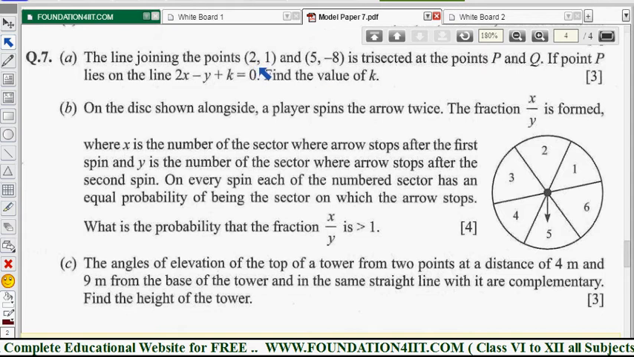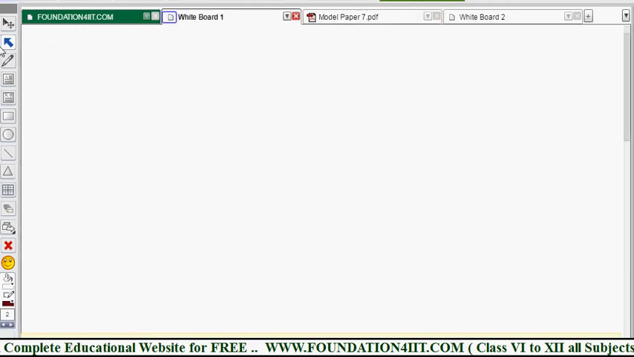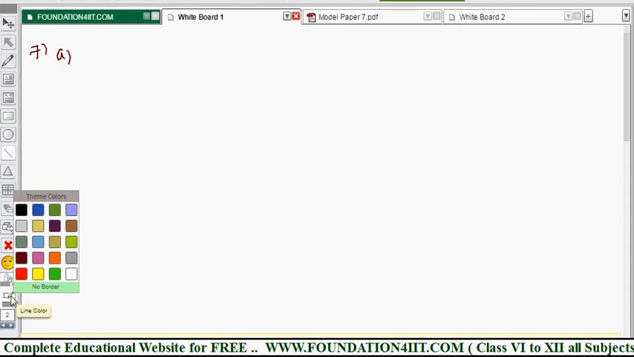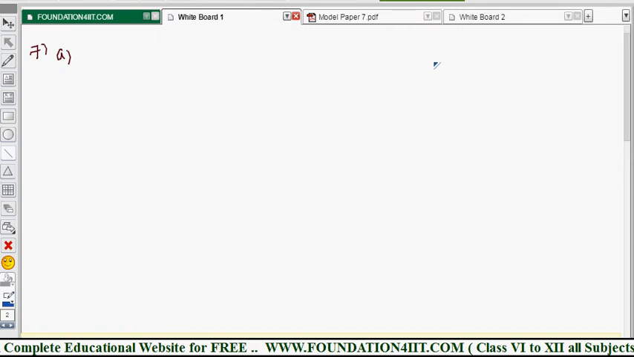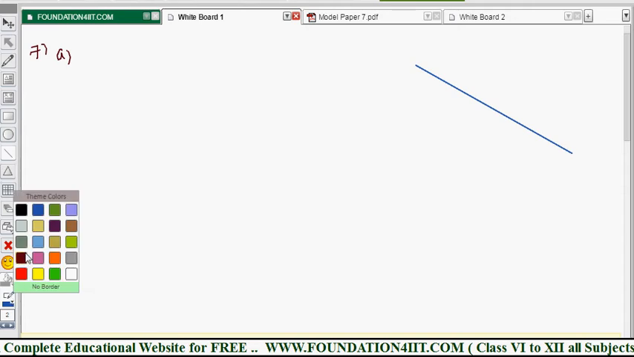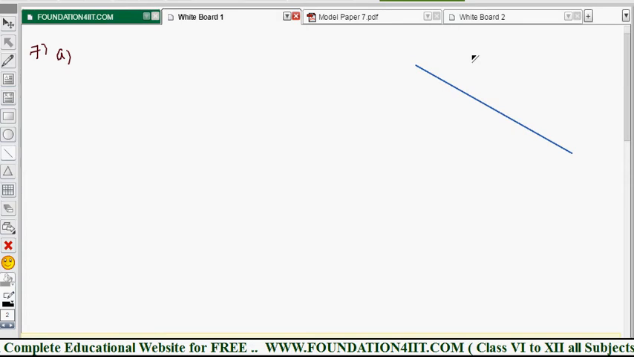So let me draw a diagram and I will explain this. Let these be A and B. A is (2, 1) and B is (5, -8), and the line is trisected at the points P and Q. Take one straight line with two end points, and it is trisected at the point P. So this line is passing through the point P, and it is A, B. A is (2, 1) and B is (5, -8). These two are given.